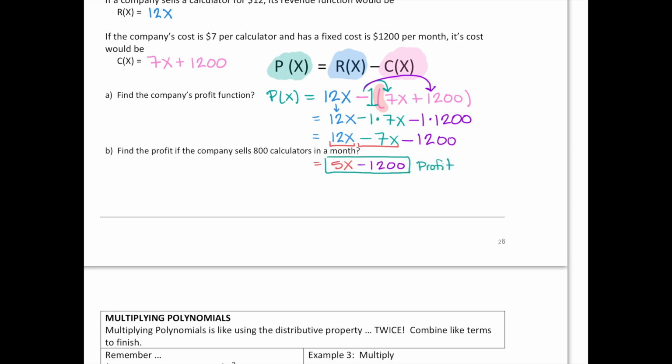And now if we want to determine what the profit is if the company sells 800 calculators, well, that 800 calculators is the x, right? X is our calculators. So we're going to replace that 800 and the x. So x instead will be 800. This becomes then 5 multiplied by x, which is 800, minus the 1,200. And 5 times 800 is 4,000. And we are subtracting 1,200. And 4,000 subtract 1,200 is 2,800. So the company would make $2,800 if they sell 800 calculators.